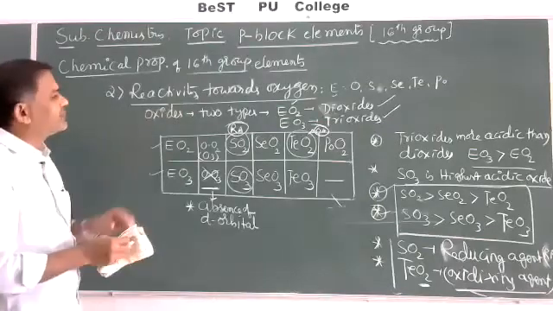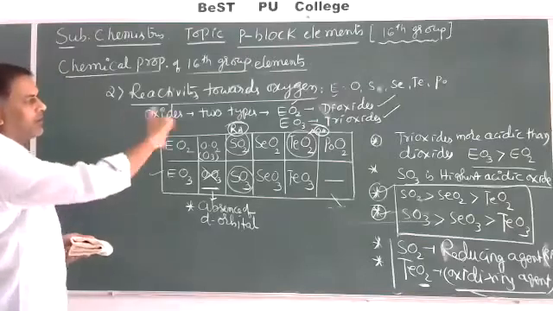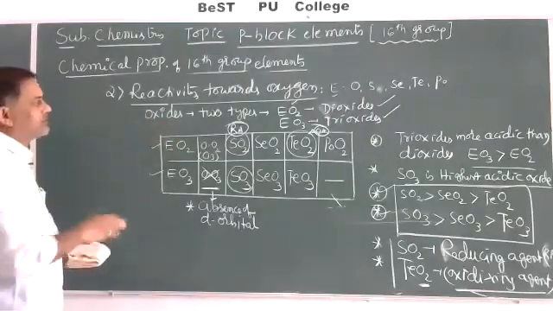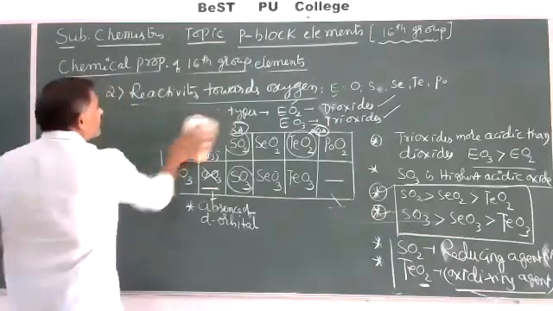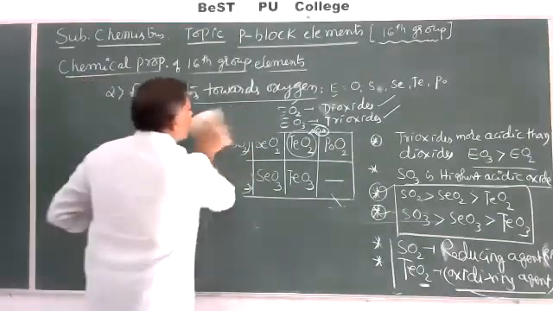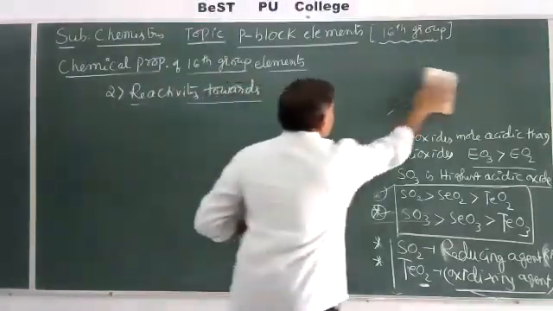That is reactivity towards oxygen. The table is very, very important. Better you take rough notes about this. Reactivity towards oxygen. Next one is reactivity towards halogens.